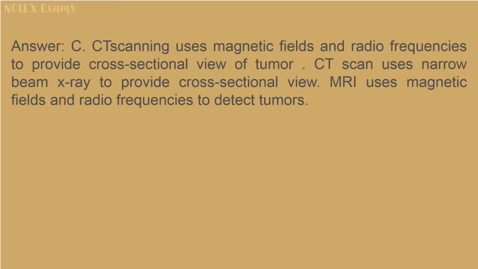Answer: C. CT scanning uses magnetic fields and radio frequencies to provide a cross-sectional view of a tumor. CT scan uses a narrow beam X-ray to provide a cross-sectional view. MRI uses magnetic fields and radio frequencies to detect tumors.